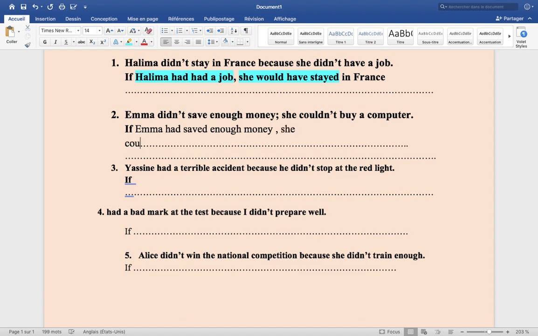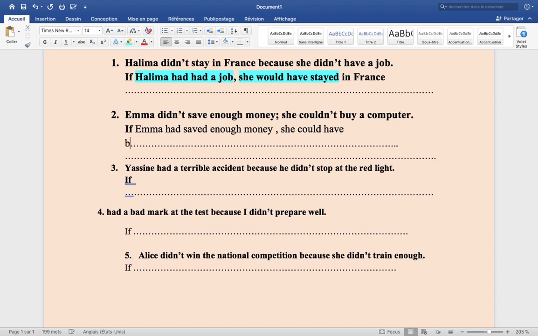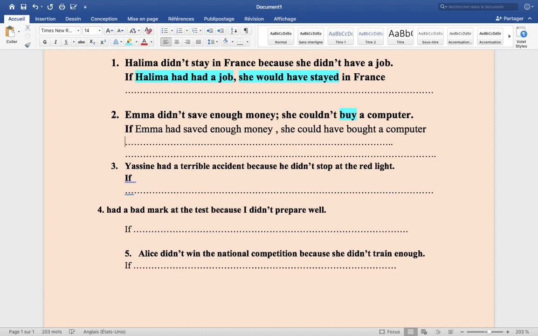she could have bought. We have the verb buy. It's an irregular verb, and the past participle is bought. She could have bought a computer.